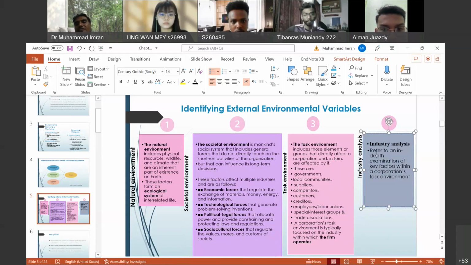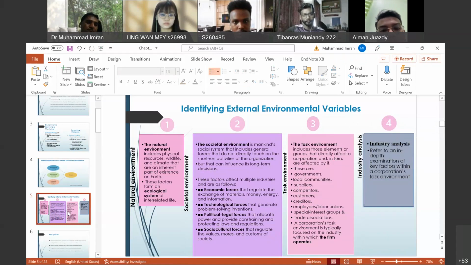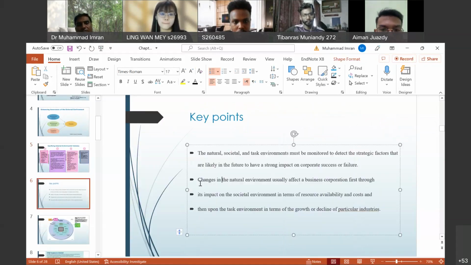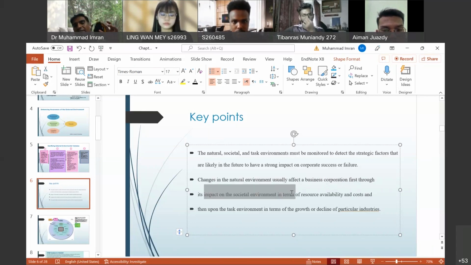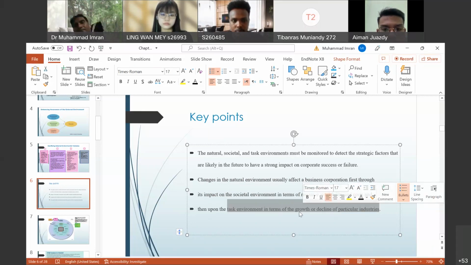Okay, the industry analysis is a more detailed discussion about the task environment. Industry analysis is also part of the task environment, and we can discuss the task environment in detail in the industry analysis. Got it? Okay, some key points of consideration from here. Changes in the natural environment usually affect a business corporation first. Yes, first. The first element which can influence our company is the natural environment. And then the societal environment in terms of resource availability and cost, and the task environment in terms of growth and decline of the particular industry. This is a direct one.